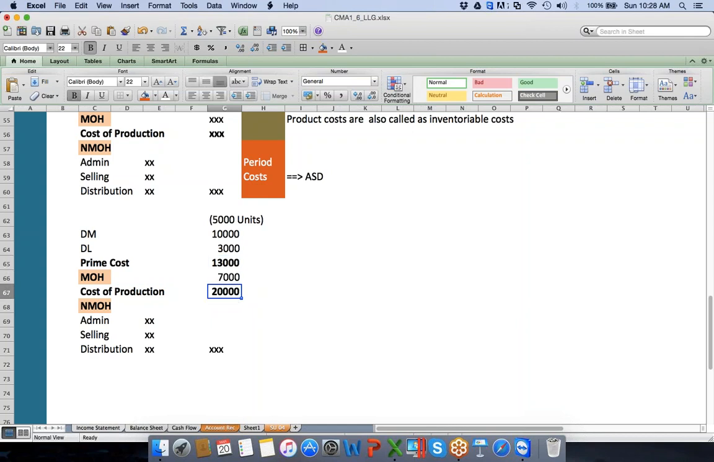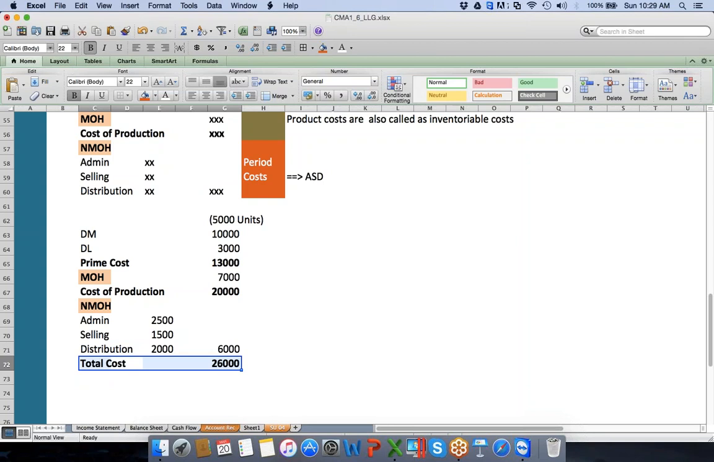$13,000 plus $7,000, $20,000. I spent $2,500 on admin, $1,500 on selling expenses, and $2,000 on distribution expenses. $2,500 plus $1,500 plus $2,000, total $6,000. Now my total cost equals 26,000. As I told you, I'm not adjusting any amount towards work in progress and finished goods.